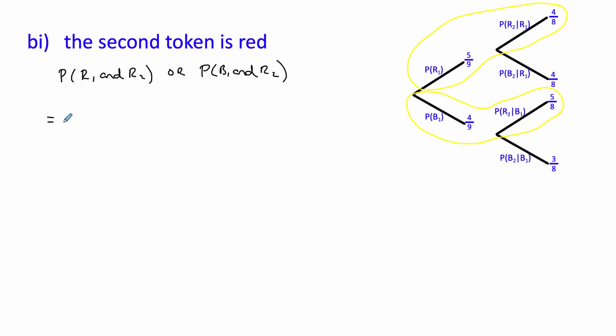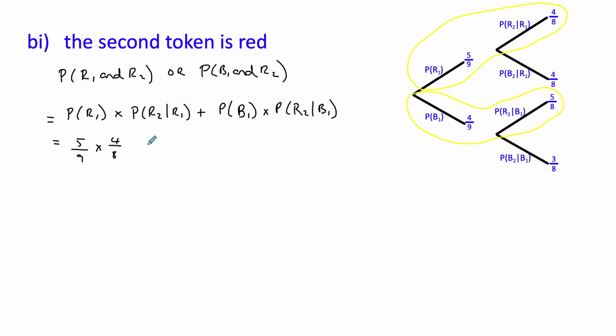Red 1 and red 2 will happen by having red 1 and then red 2 given red 1. So that's 5/9 times 4/8. Or it's going to be blue 1 times red 2 given blue 1, and that's going to be 4/9 times 5/8, which is going to be 20 out of 72, add 20 out of 72, so that's 40 out of 72, 20 out of 36, 10 out of 18, 5 out of 9.